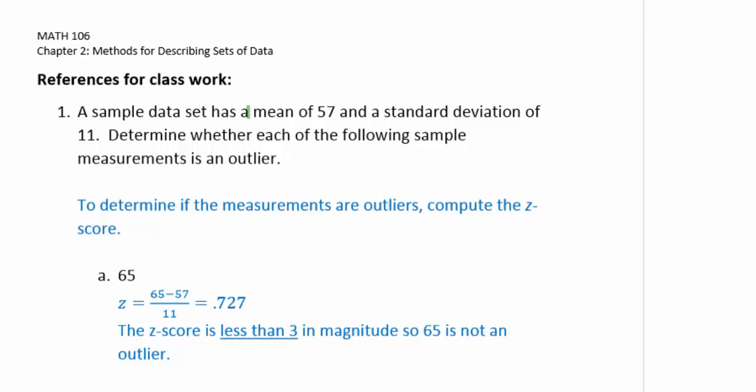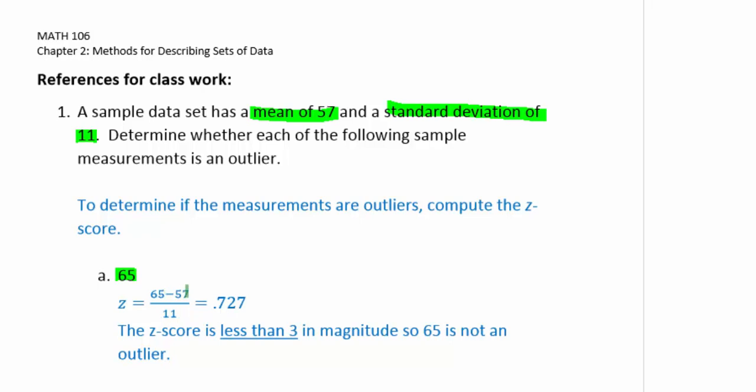Let's see how we can use the z-score to detect outliers. A sample data set has a mean of 57 and a standard deviation of 11. Determine whether each of the following sample measurements is an outlier. In order to determine if we have outliers, we'll use the z-score formula. Our z-value is equal to the x value of 65, that's our given point, minus the mean of 57, divided by the standard deviation of 11.